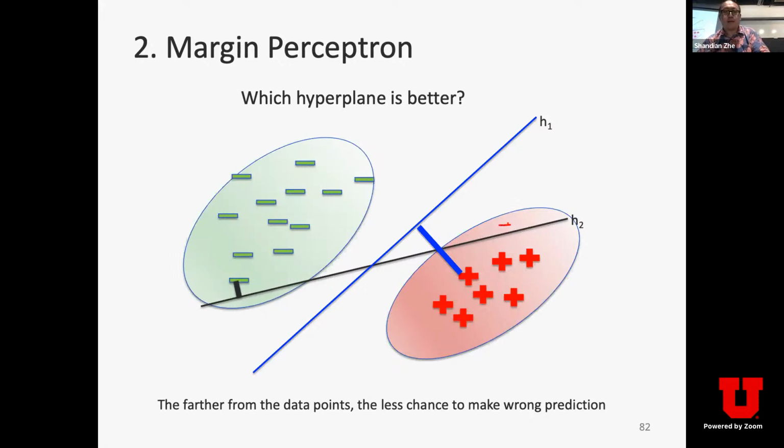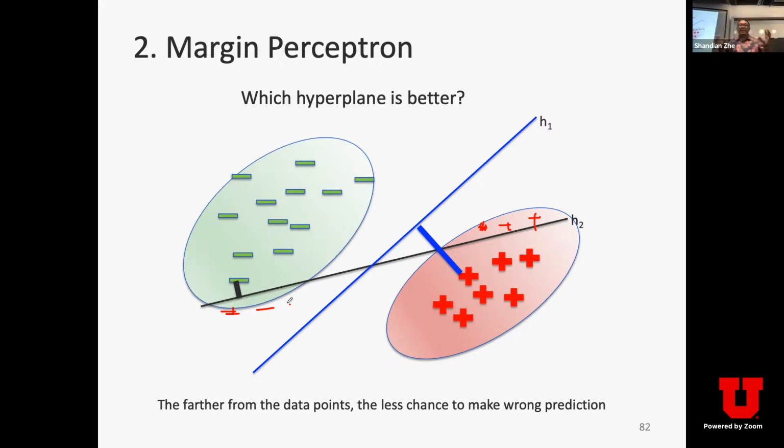That means on the other side, they'll make a lot of mistakes here, right? Because you have a very large chance to see positive examples on the other side, which H2 will predict as negative. Similarly, H2 is also close to the negative examples. It passes through the high density region for the negative examples. Then it has a high chance to misclassify the negative examples on the other side. So you can see the point, right?